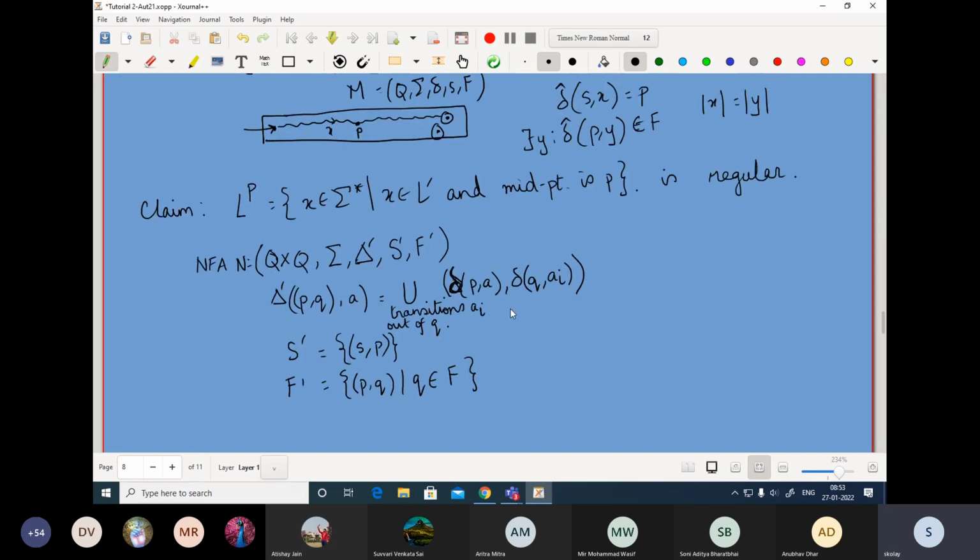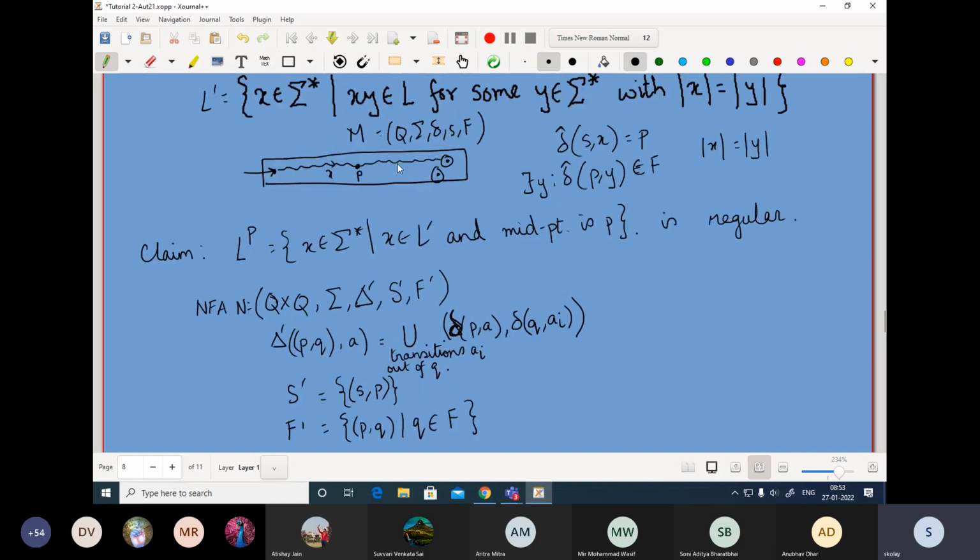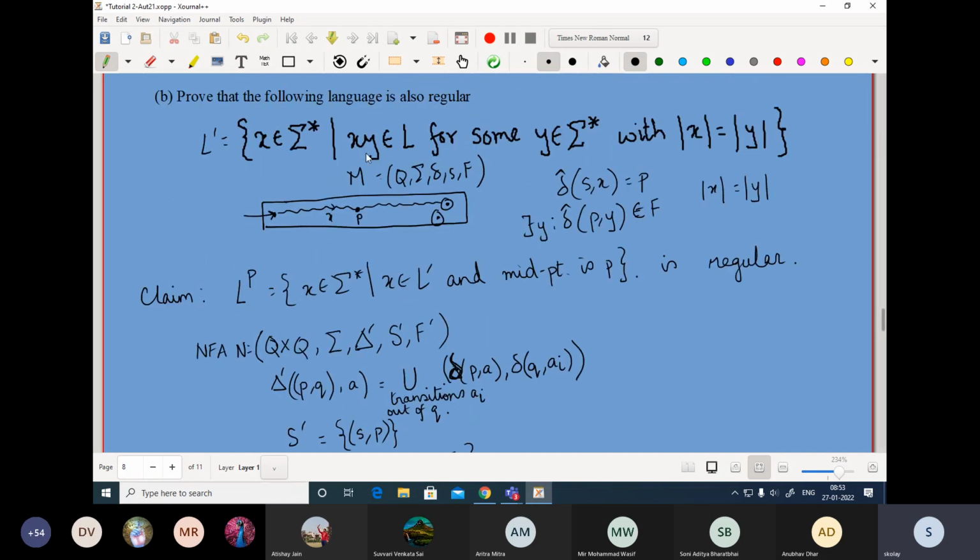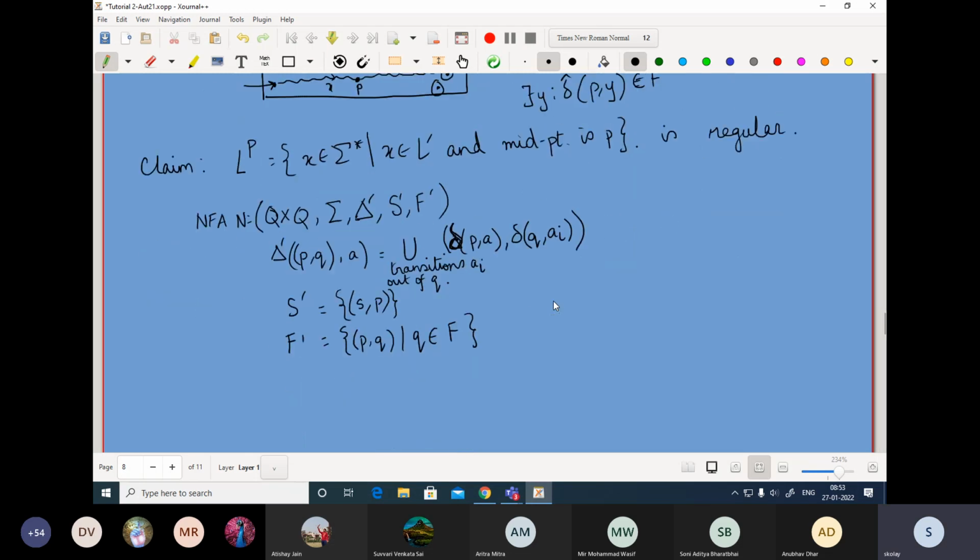Okay, so the idea is the following. I'm again taking Q cross Q and I'm designing an NFA, assuming that I'm designing an NFA for that language where the midpoint is going to be P. I'm accepting X such that X belongs to L dash, and the extra condition is that the midpoint of the string that certifies that X belongs to L dash is P.